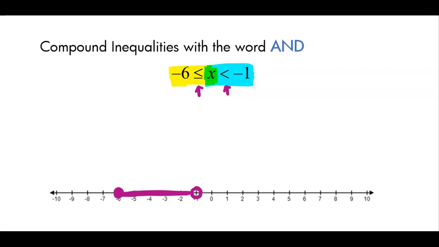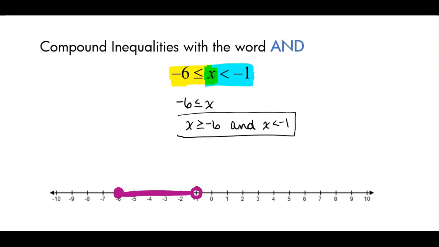Now, if you wanted to split that up as two different inequalities, you could do that. You could just simply rewrite this yellow highlighted portion, -6 less than or equal to x. And that's the same as saying x is greater than or equal to -6, right? And then we put the word "and" and then we just rewrite this blue highlighted portion. x is less than -1. So here's what it looks like as a compound inequality with literally the word "and", and this is what it looks like as our mashed together version of the compound inequality.